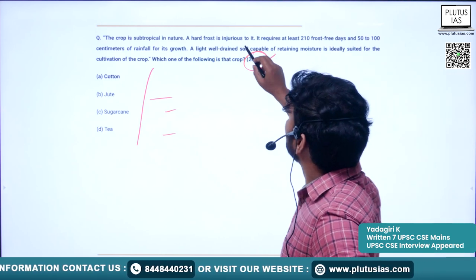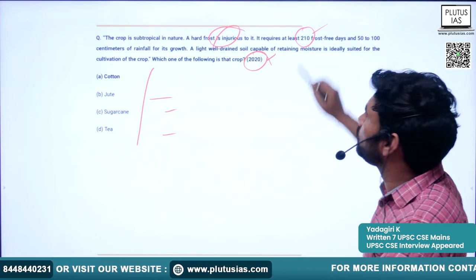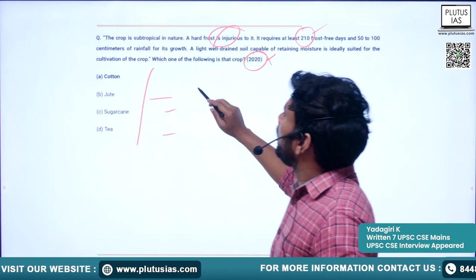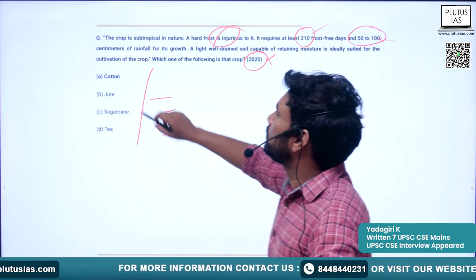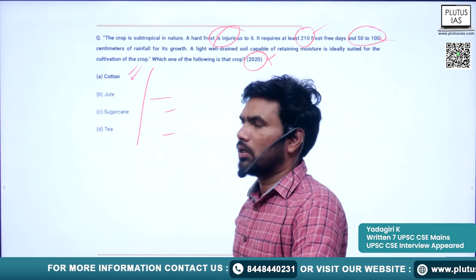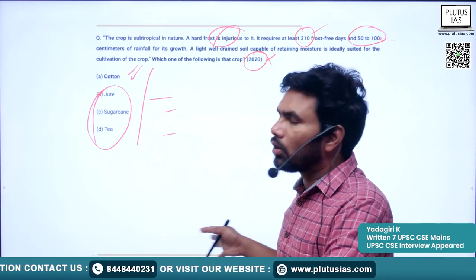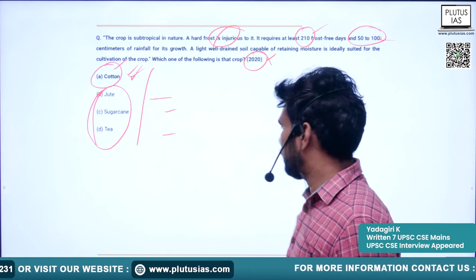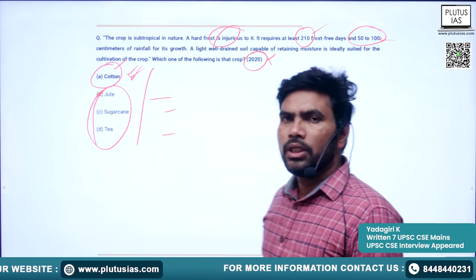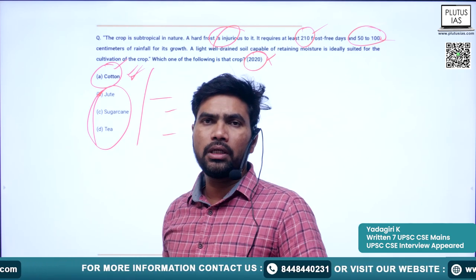So we have studied these conditions. Frost is injurious to the crop. It requires 210 frost-free days and 50 to 100 centimeters of rainfall. So the crop is nothing but cotton. The conditions for the rest of the crops are different. So the correct option is option A, cotton. All right. These types of questions can be asked, so be ready and be thorough with the subject.